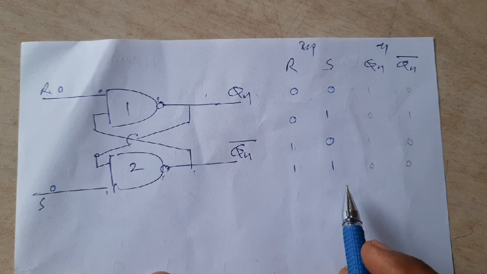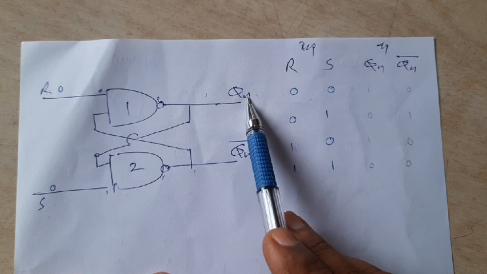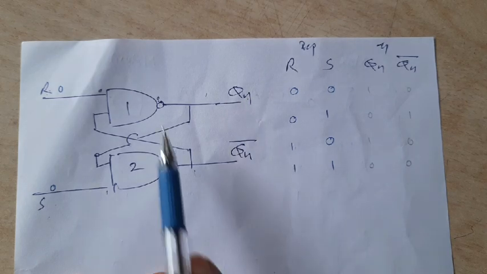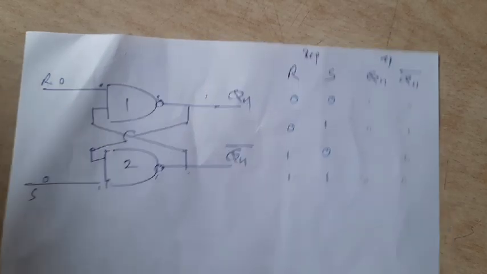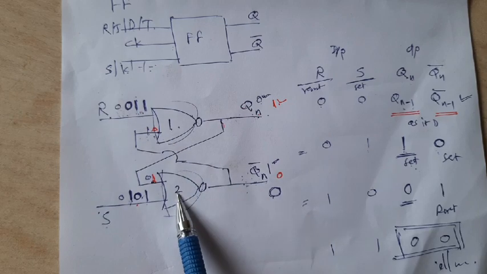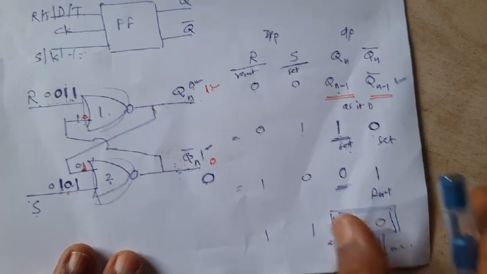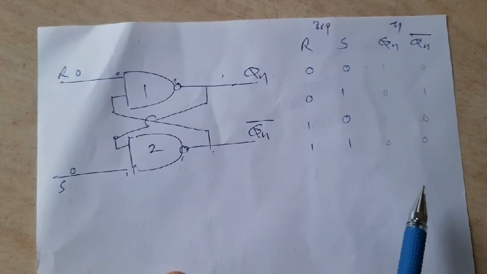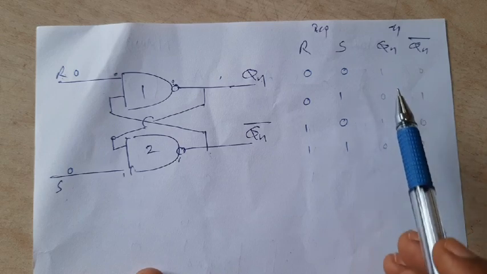Yesterday it was homework for you to write the output Qn and Qn bar for this circuit. What was the reference? In the previous lecture we had considered this circuit made up of NOR gates and we had prepared the truth table. Now we will check. Someone from you might have prepared a table.